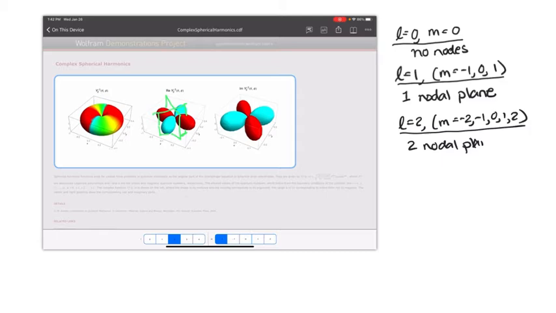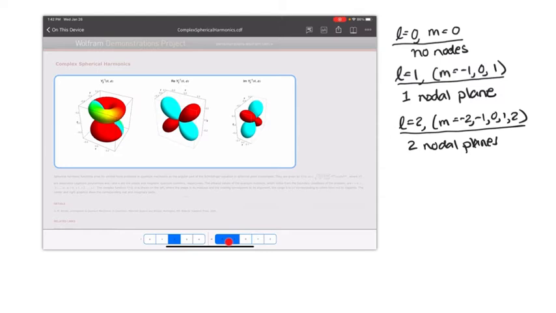So again, I have a real and an imaginary part, and when I put those two together, I end up with this donut-shaped figure again. So if I look at L equals 2, M equals minus 1, then I end up again with these sort of cloverleaf-shaped real and imaginary parts. But when I put these two together, I end up with this kind of strange-looking hourglass type of shape.